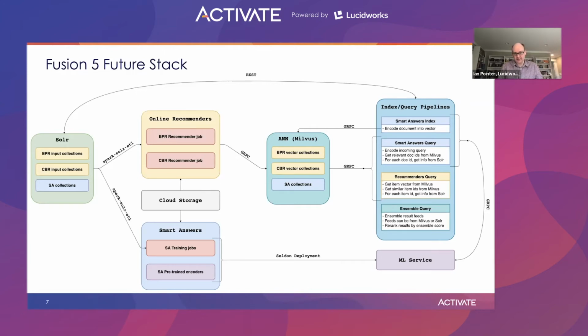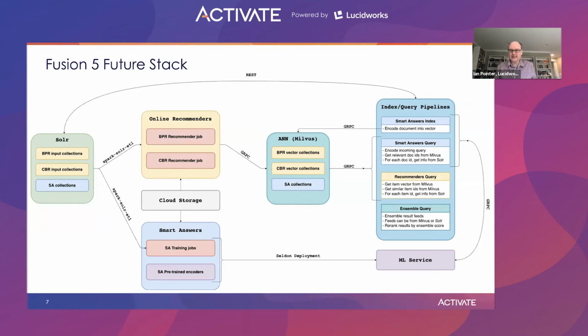But anyway, for the recommenders, instead of writing back to Solr or cloud storage, you can see that they are using gRPC communications to write their output into Milvus this time, instead of writing back to a specific Solr collection or into cloud storage. Over on Smart Answers, the story hasn't changed very much. Data either comes from the Solr collections or from cloud storage. The model is trained on that data, and it's then deployed via something called the ML service.